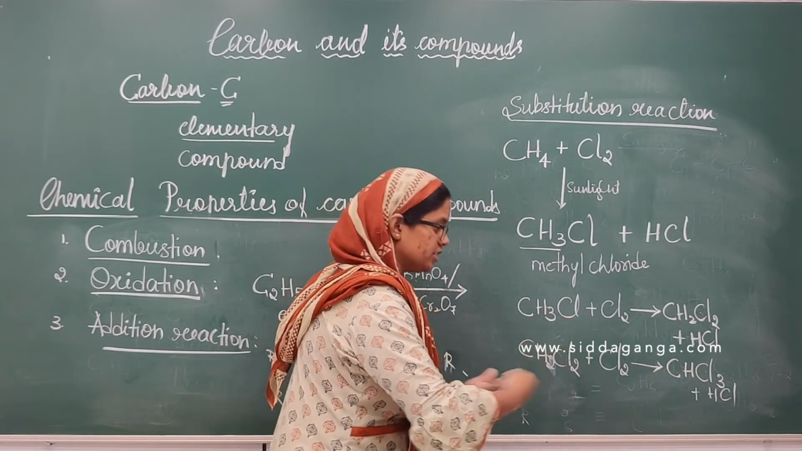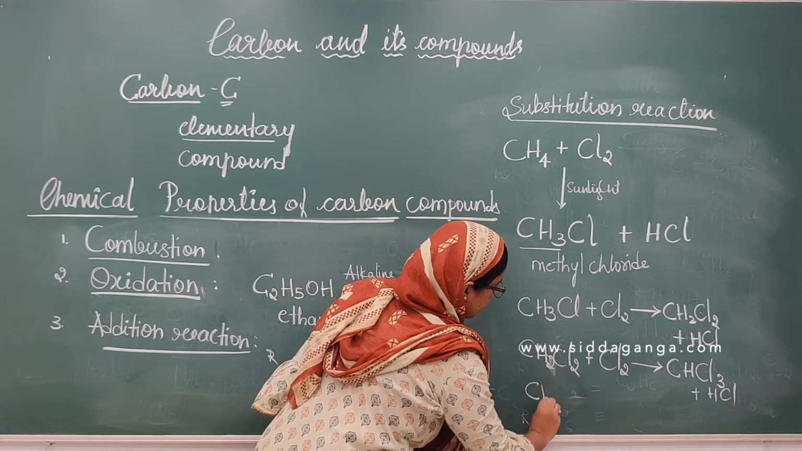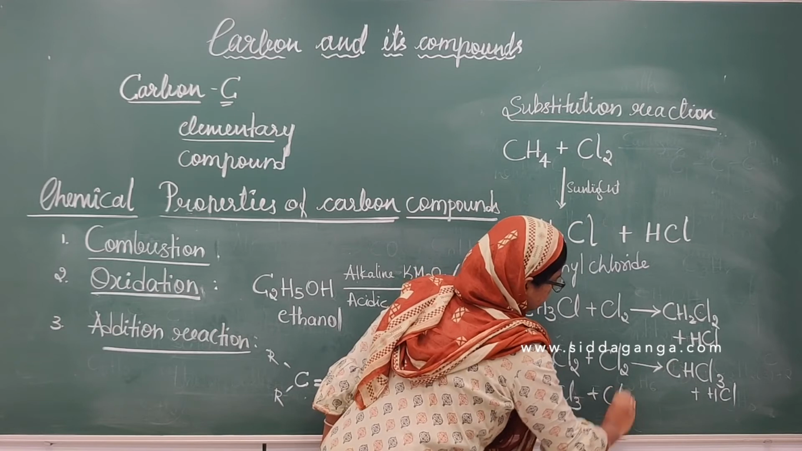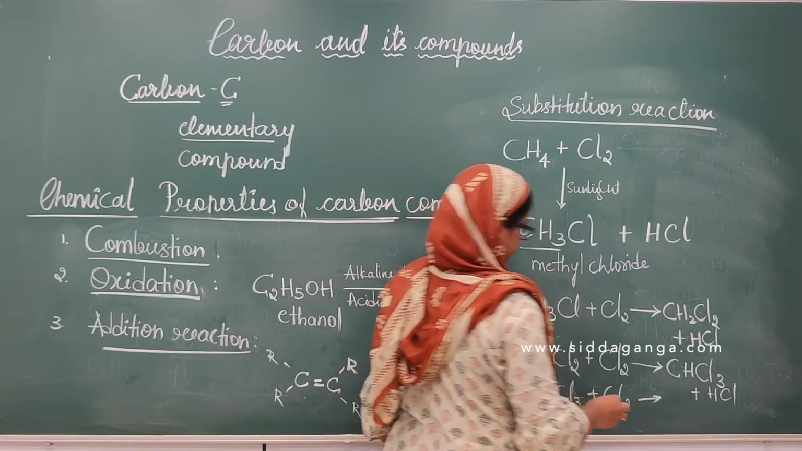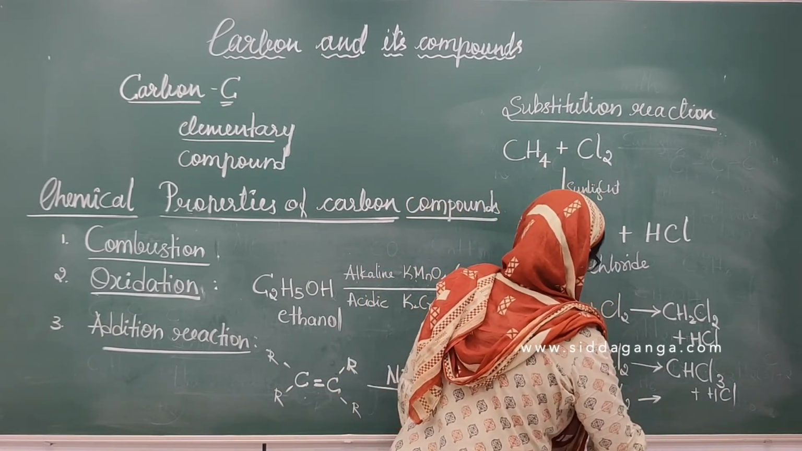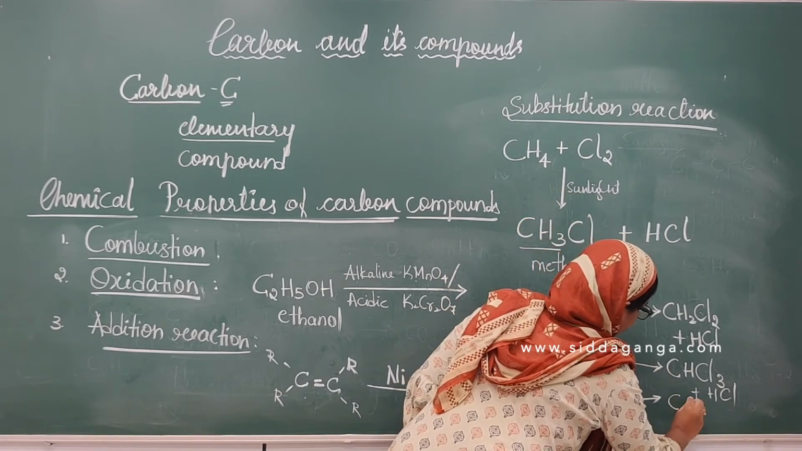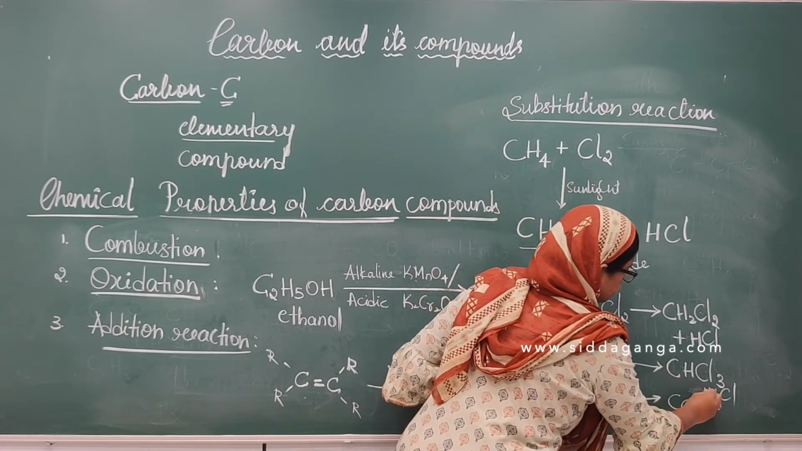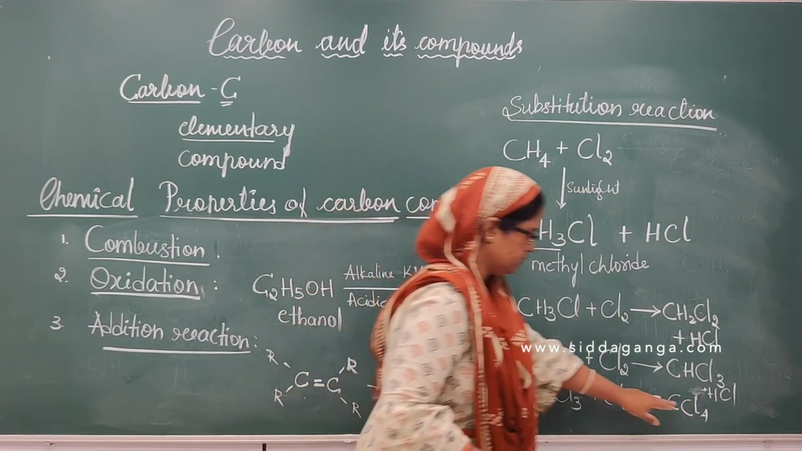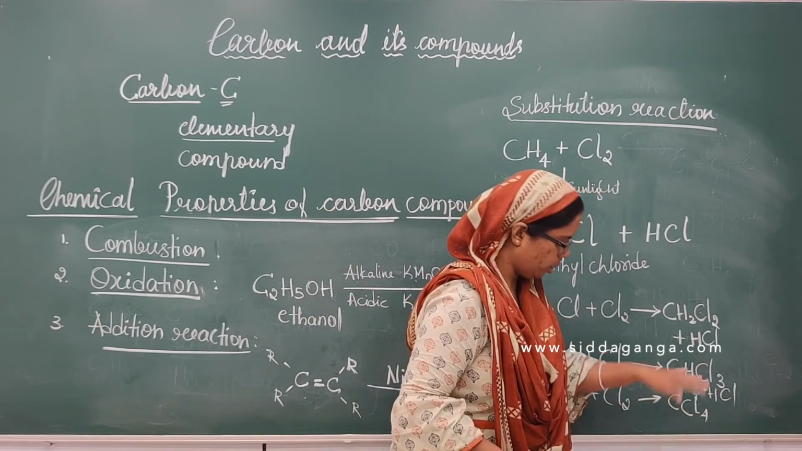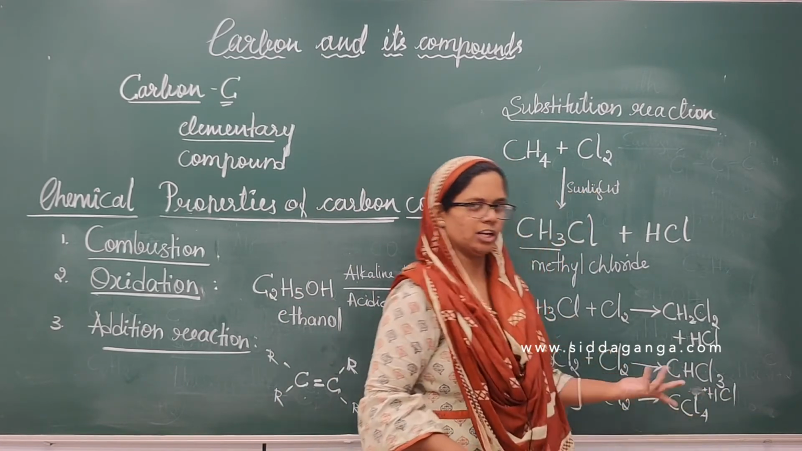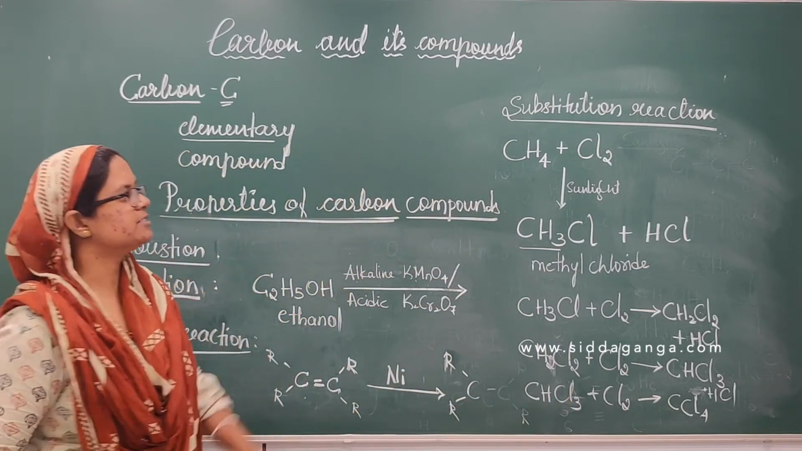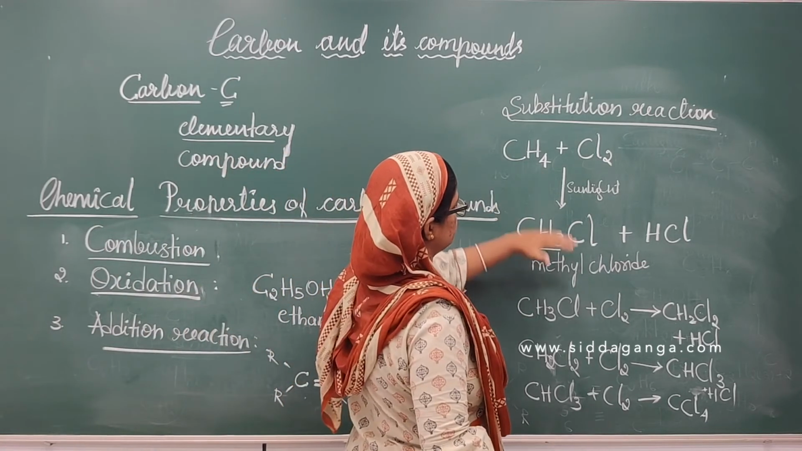And if you continue the same situation, that trichloromethane again will get substituted by one more chlorine atom and form CCl4. Tetrachloromethane or carbon tetrachloride. So this is how the substitution reaction takes place. For us, in our syllabus they have given only this much of reaction.